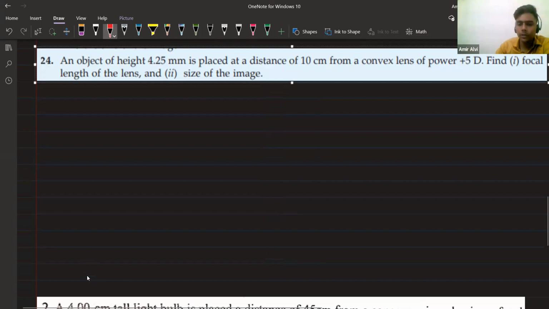The answer, Mariam and Aisha. Sir, do we have to find the magnification first? M is equal to hi by ho is equal to minus v by u. Yes. Yes. Yes.